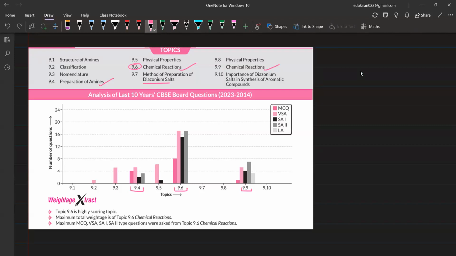But still, you cannot ignore the classification, you cannot ignore the nomenclature, you cannot ignore the physical properties. Okay? So you cannot ignore these topics because these are easily scoring topics. Okay? Not many marks come from them, but questions definitely come from here. So let us look at the first question for amines.